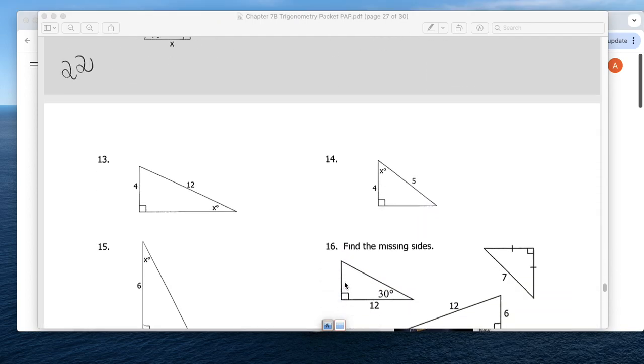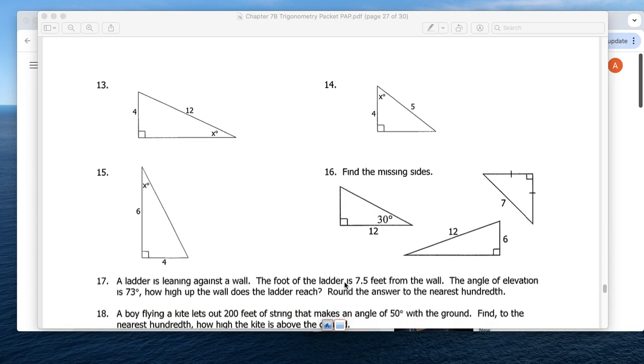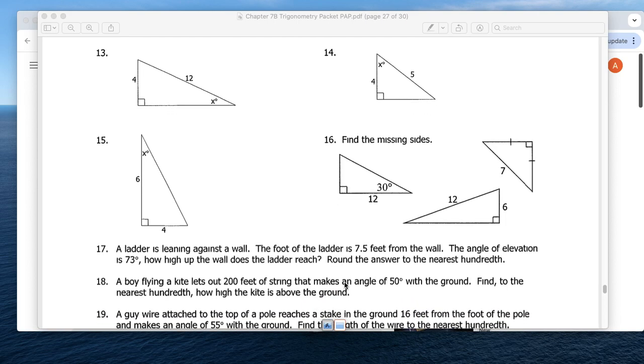And then the back page, that's the same thing. I'm not going to do those.